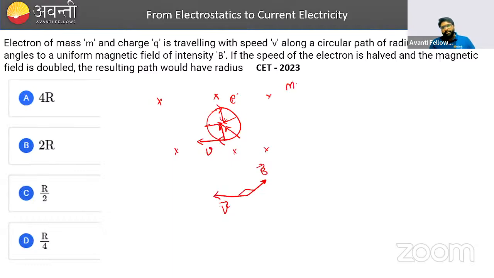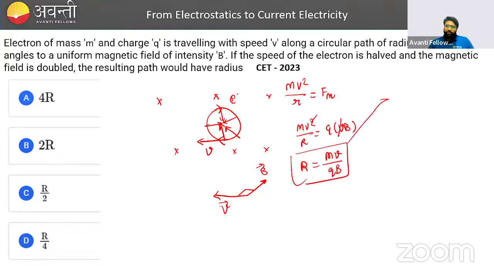We can say that the centripetal force magnitude is mv squared upon r. Clear? Which is nothing but equal to the Lorentz force of magnetization. So mv squared upon r equals the Lorentz force, q into v cross B. Since the angle between velocity and magnetic field is 90 degrees, it becomes qvB sine 90. Sine 90 is 1. So from here, one v and v will cancel out. If you want to calculate the radius, it would be mv upon qB.